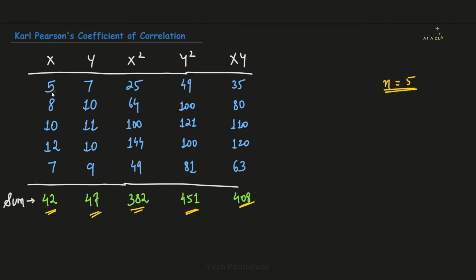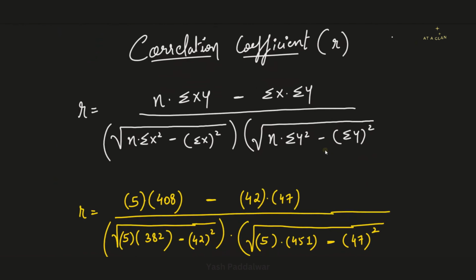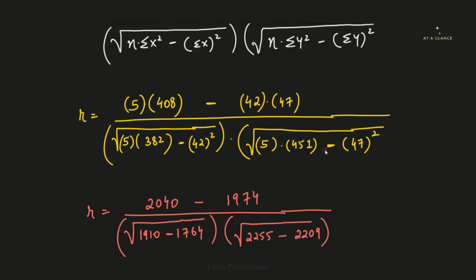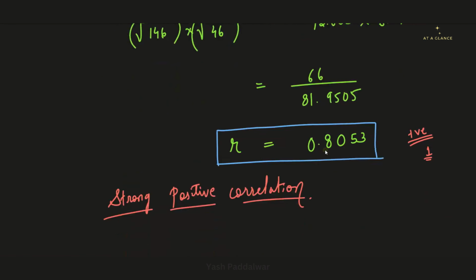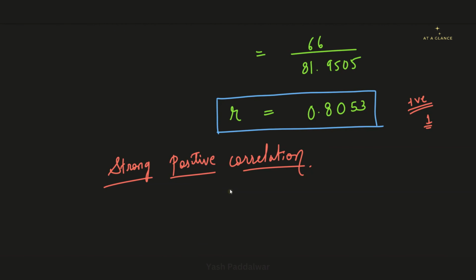You can see if x is 5, y is 7. If x increases, that means if x goes from 5 to 8, here y is also getting increased, 7 to 10. Similarly, if x goes from 8 to 10, that means x is increasing from 8 to 10. Here y is also increasing from 10 to 11. So here we can simply say that it is positively correlated. Since the increasing first variable is getting impacted to the other variable and the other variable is also increasing. So I hope this particular sum is clear to you all.